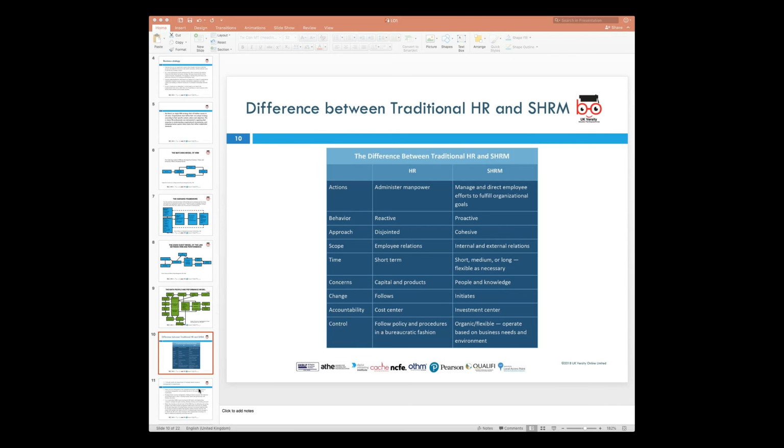Now, having said that, let's look very briefly at a slide to understand what the differences are between traditional HR functions and SHRM. If I look at this particular table, here HR looks at administrating the manpower. That means they manage human resources functions in terms of various activities like payroll, training and development, appraisals and things like that. SHRM would look at managing, and in some cases directing, employees to make sure that they are able to fulfill the organizational goal.